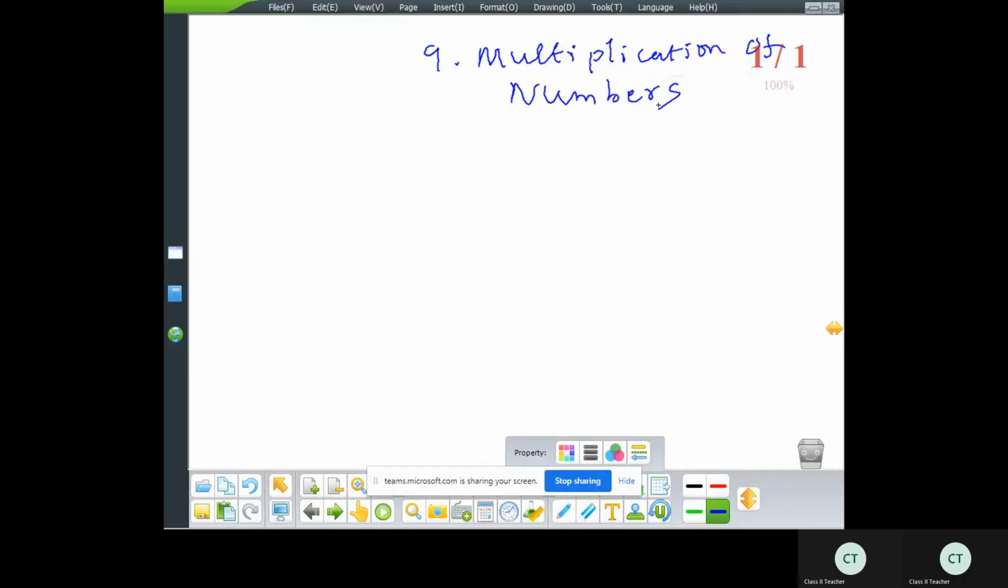Children, all of you open math textbook, page number 81, question 4. Dear children, read tables from 2 to 9. Without these tables, we cannot do any problem from this chapter, multiplication of numbers. Now, all of you open math textbook, page number 81, question number 4.